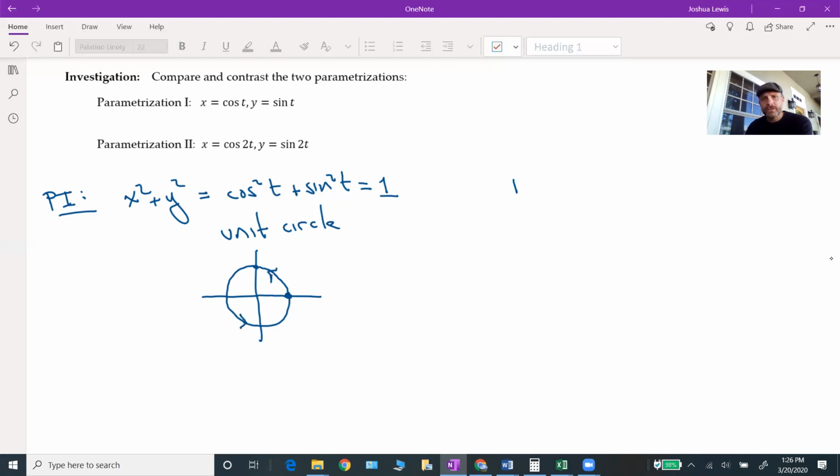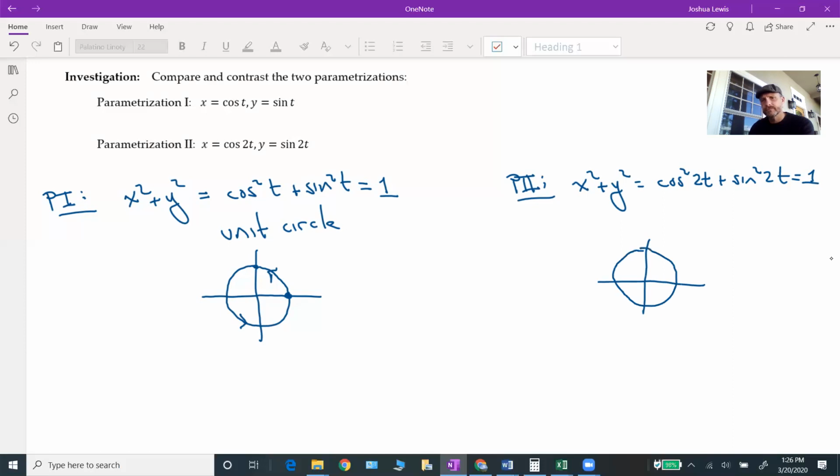Well, let's look at parametrization 2. Again, we have x squared plus y squared equals cosine squared 2t plus sine squared 2t equals 1. Well, gosh, this is again the unit circle, with the standard position, right? This is 1, 0, and 0, 1. X is cosine, y is sine, so it's still moving counterclockwise.